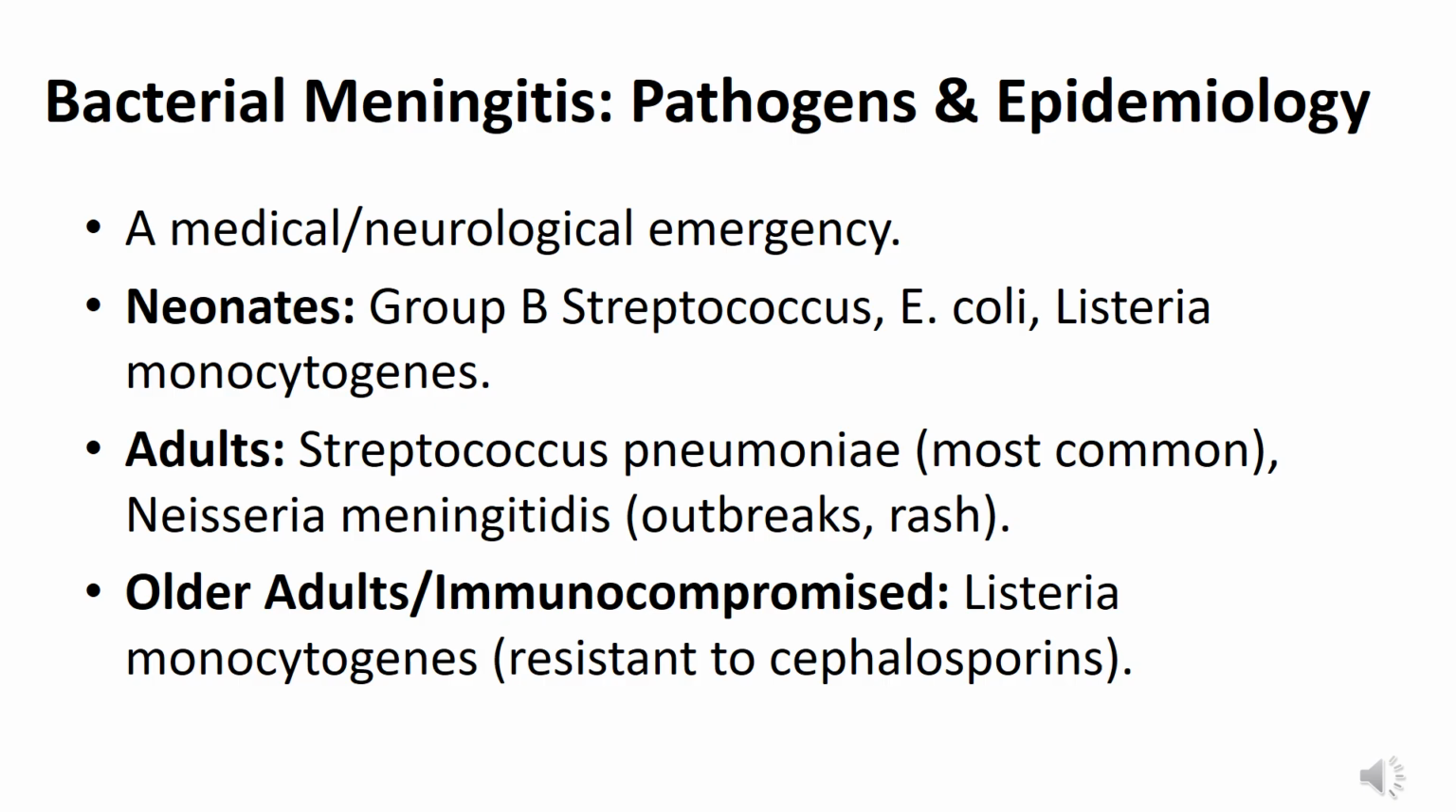The key takeaway is simple. Age matters. Immune status matters. The likely pathogen changes across the lifespan, and understanding these epidemiological patterns allows clinicians to act quickly and appropriately. Early recognition, prompt antibiotic selection, and immediate supportive care remain the cornerstones of improving outcomes in bacterial meningitis. In this disease, hesitation can have devastating consequences, but informed action can save lives.